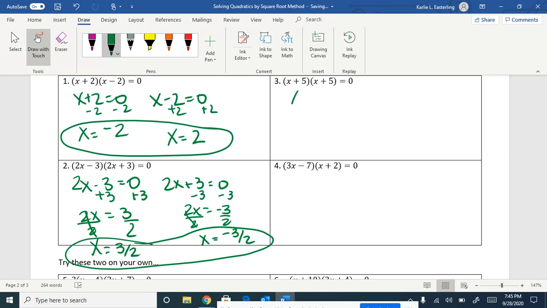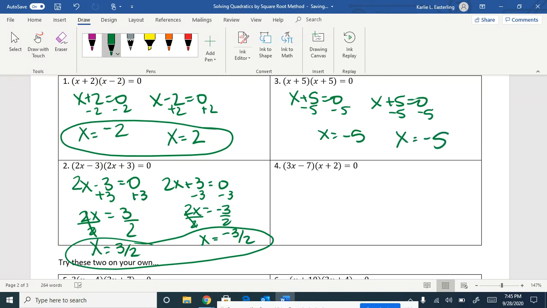Up here, we're going to have x plus 5 equals 0 and x plus 5 equals 0. Minus 5, x equals negative 5. And as you see when you get over here, x still equals negative 5. So this is an example of when the quadratic hits at one point on the x-axis. It hits at that point and bounces right back up.